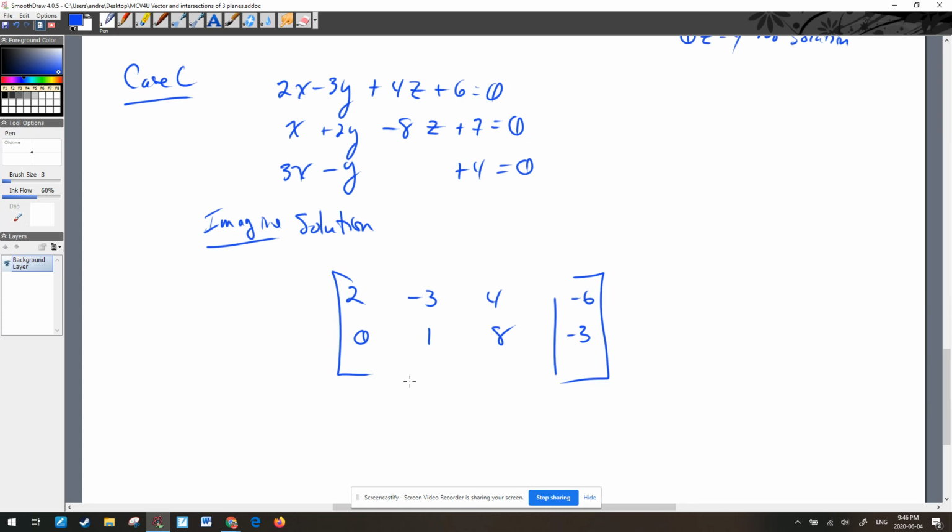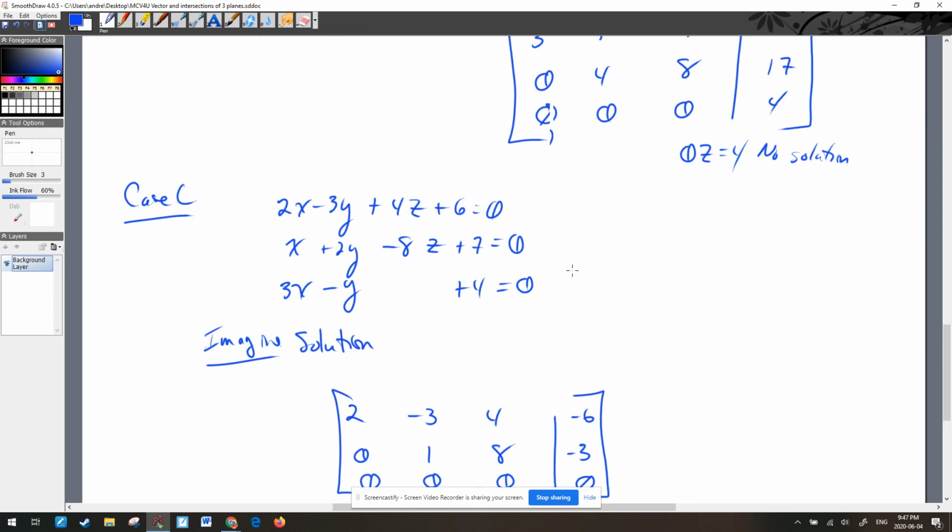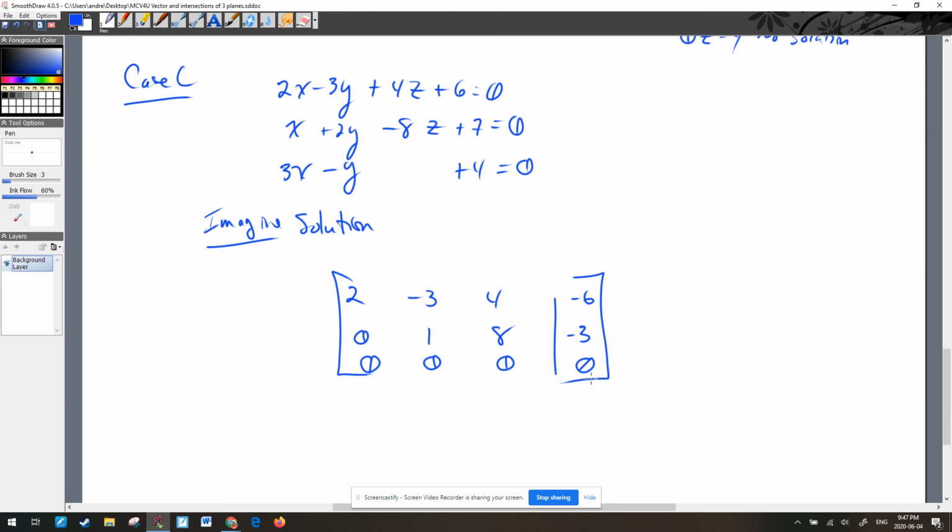And this is where the magic happens. 0, 0, 0. And you're like, wait. 0. If I reduced to here, how does this one differ than the last one? It looks very, very similar. But 0z equaling 4 has no solution. 0z equaling 0 has an infinite number of solutions. So this means that the solution is a line.